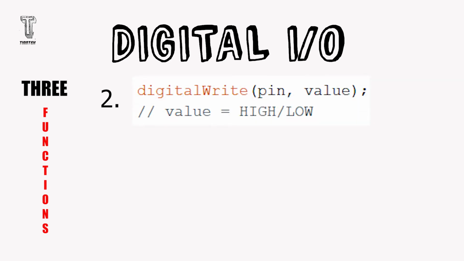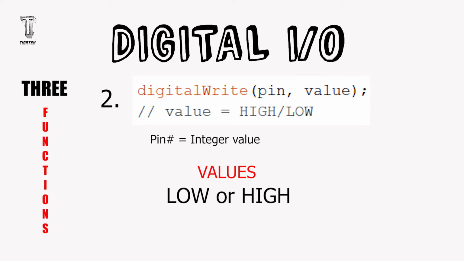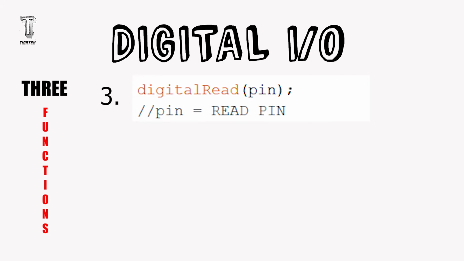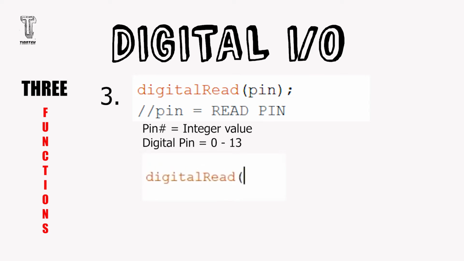For digital write, the pin number must also be an integer value, so look it up before continuing. The values for this will either be low or high, so you'll have to decide which one you want to use. For digital read, the pin number must be an integer value, exactly as it was for the previous one. Examine the pin for which you are looking for information and then enter that number into the brackets. You will get a result that is either low or high because you are trying to retrieve information about a certain pin.